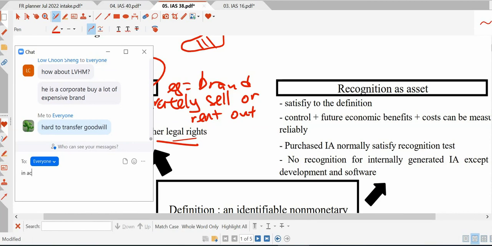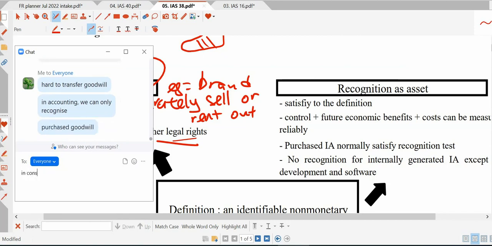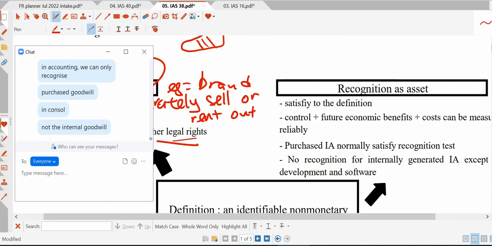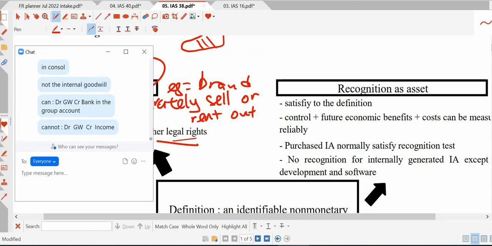So that's why, class, in accounting, we can only recognize purchased goodwill in consolidation, not the internal goodwill. So we can do this: debit goodwill, credit bank in the group account. But what we cannot do is debit goodwill and credit income. You cannot create one internally. You can only buy it in the group account. So it's a bit tricky on this goodwill thing. You will learn more about goodwill in the group account later. But most goodwill will not be able to be transferred to someone else.